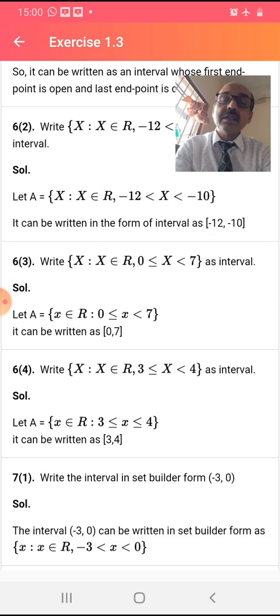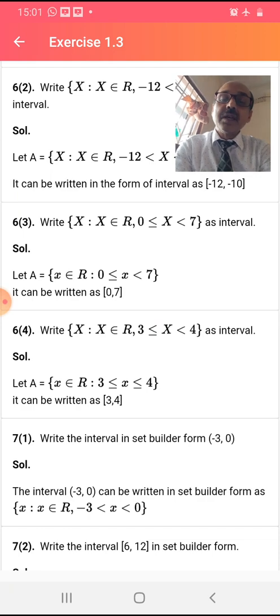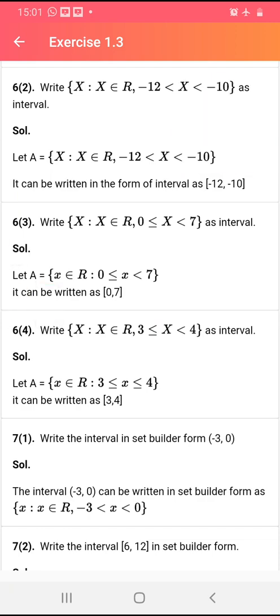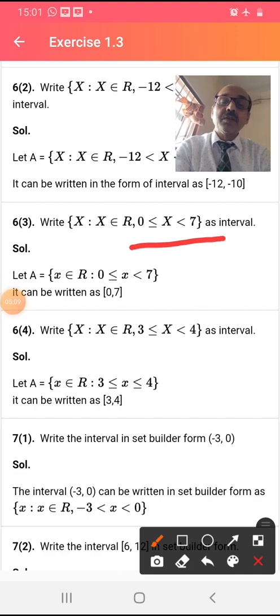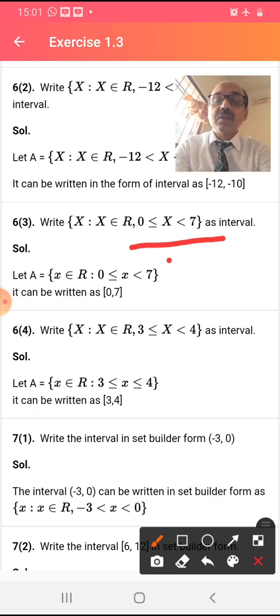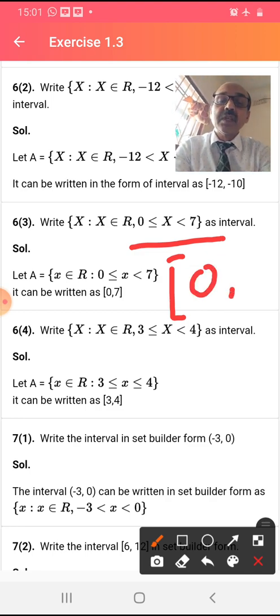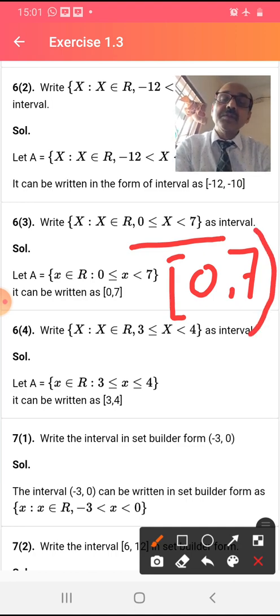Next question is 0 less than or equal to x less than 7. So 0 less than or equal to, that means the equal sign is there, it is closed. So closed interval 0, comma 7. 7 is open, because it is less than 7, the equal sign is not there. So 0, comma 7.